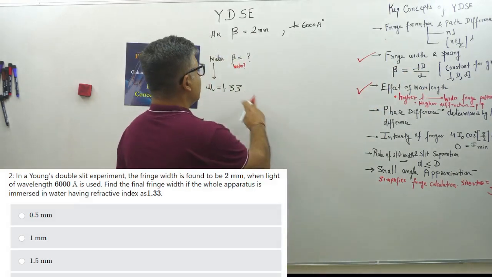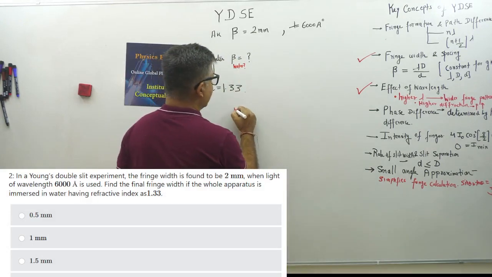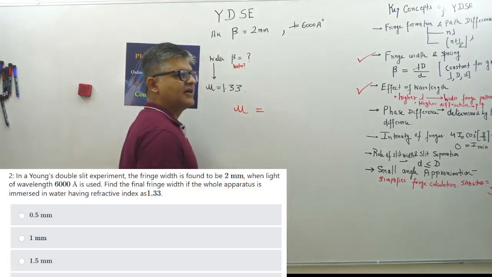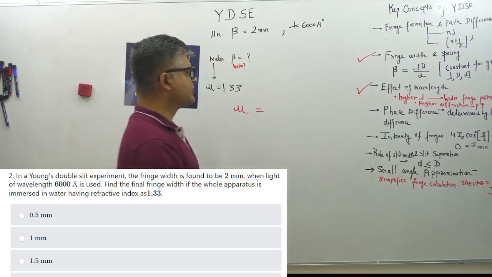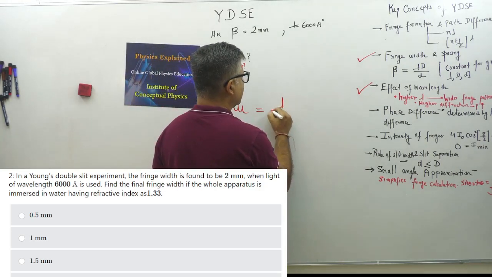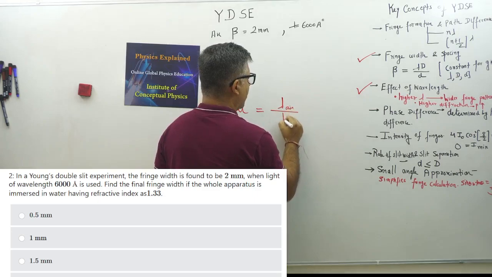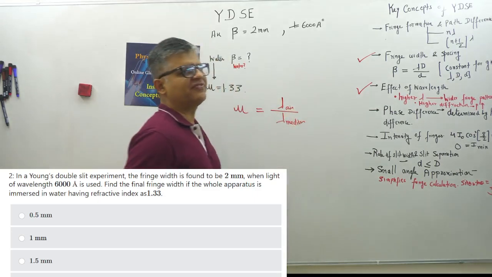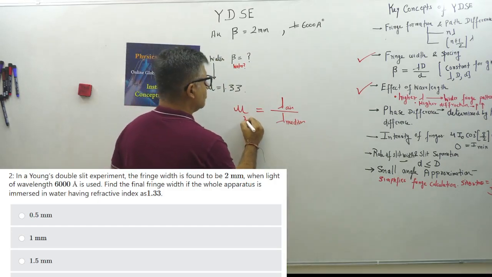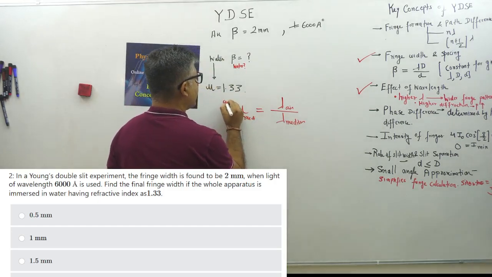Now, if you see the refractive index, what does it mean? The wave travels slower. So the way we write this is lambda air upon lambda medium. This is the way we write the refractive index of the medium with respect to air.